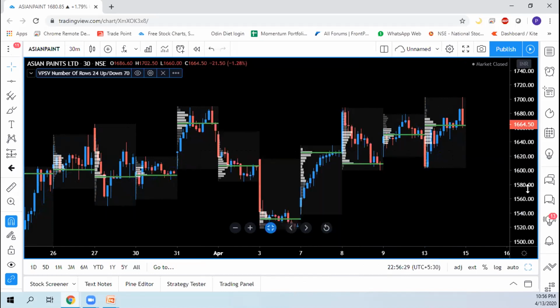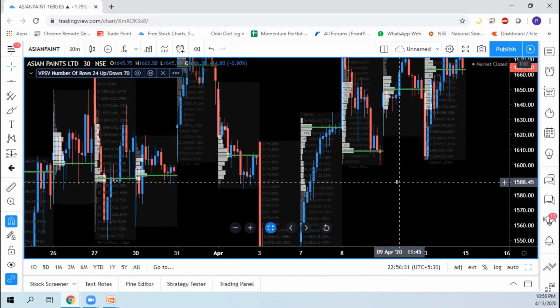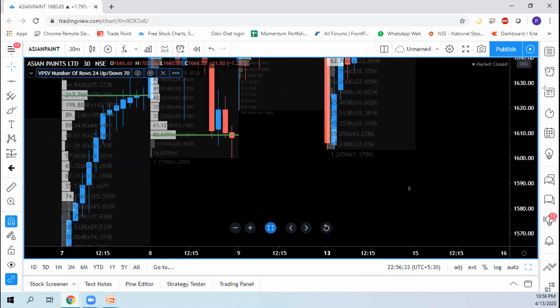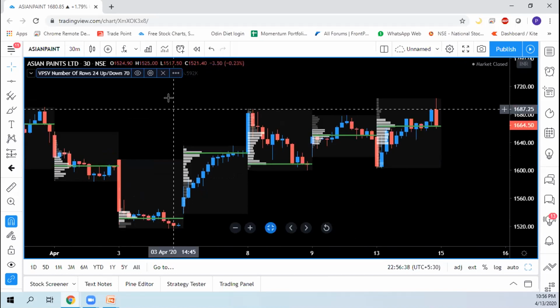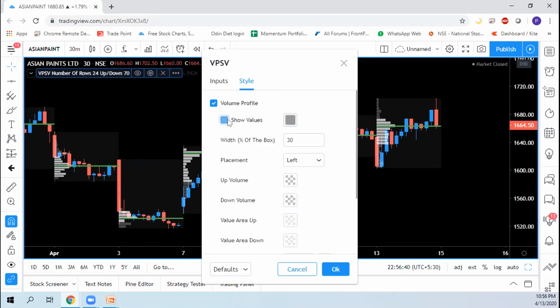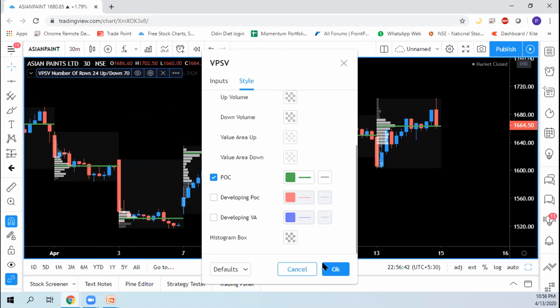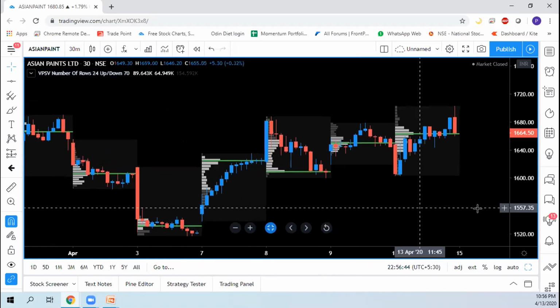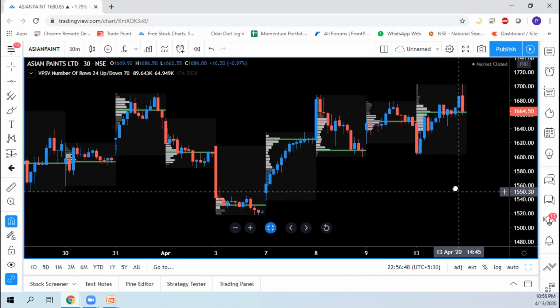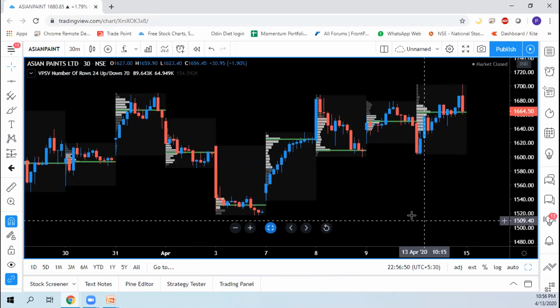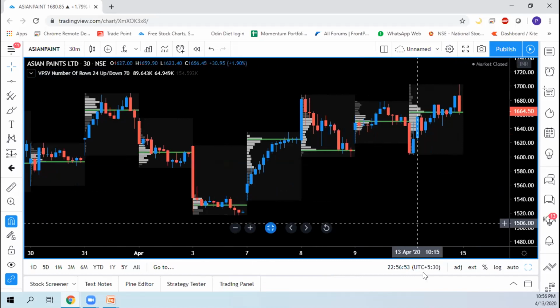What it brings is the numbers on this particular volume. I presume the numbers will be there, and we don't need all these numbers. So I just uncheck it. Okay, so this is what we'll have for our trading. We just look it out over here, and you can see the last few days of activity in Asian Paints.